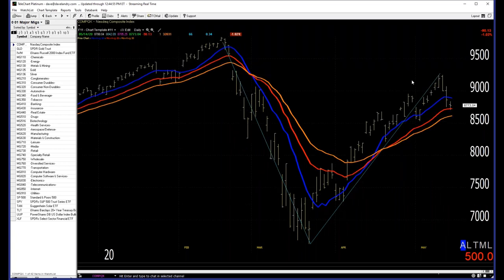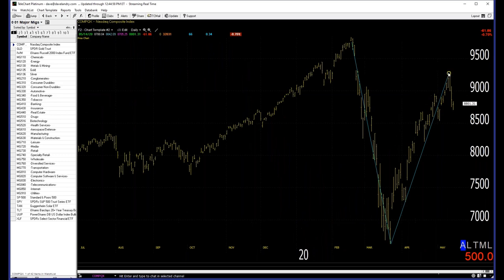NASDAQ Composite, as we just said, has kind of gone straight up as of late, and it's pulled back a little bit from that. My big concern, as I've said ad nauseum, is these V-shaped recoveries. By the time you get all the way back to brand new highs, a lot of times the market begins to run out of steam.